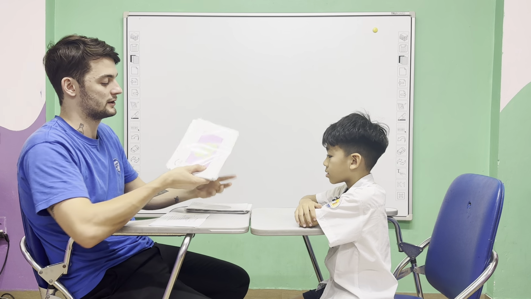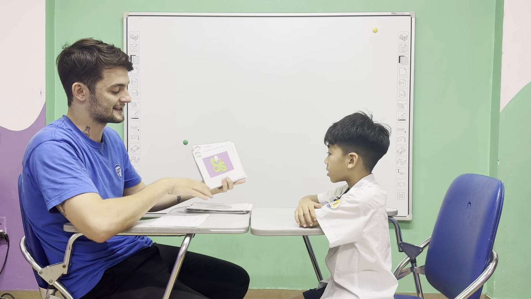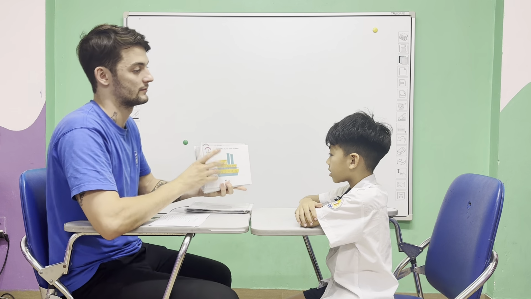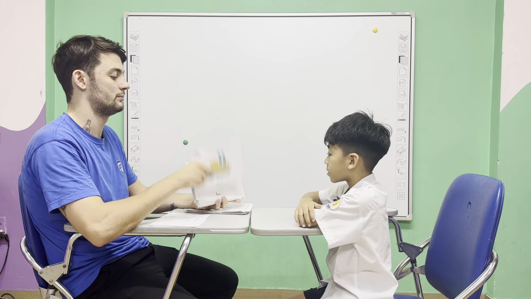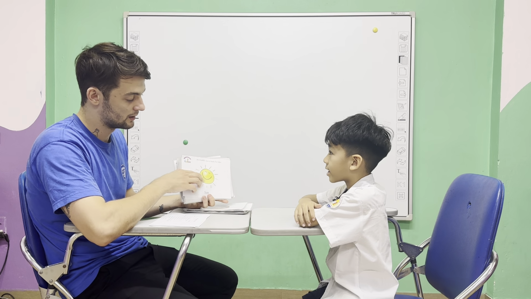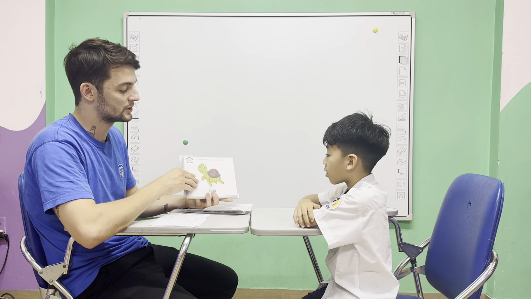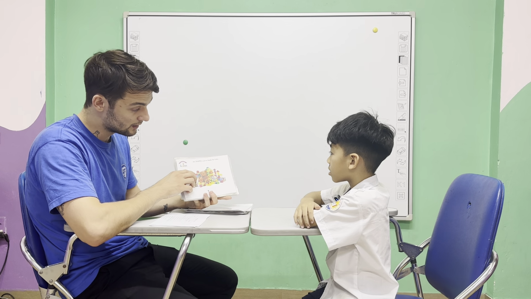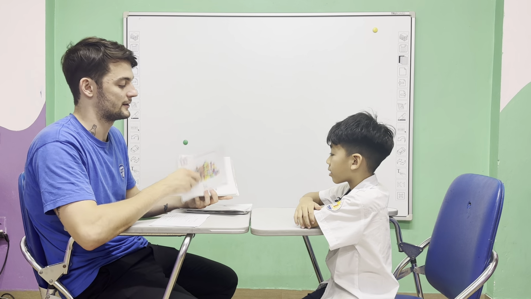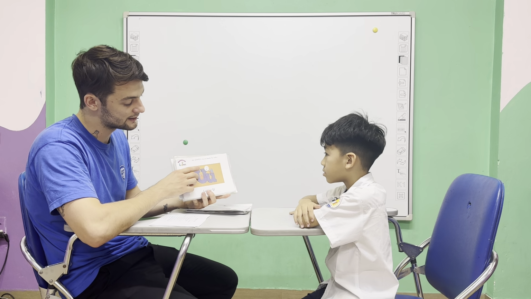Okay, tell me, what letter is this? It's a C. S. A. Sheep. Sheep, nice. Sun. G. Turtle. Toy. Letter? U. Letter U.